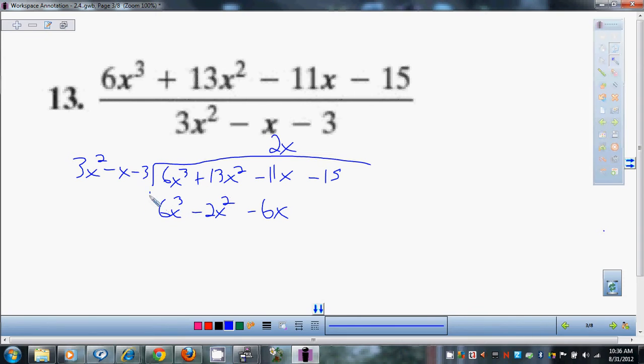Third step. Put it in parentheses and subtract. If you did it right, what should your first one always go to? 6x cubed minus 6x cubed? Yay. 13x squared minus a negative 2x squared makes it plus, so this is 15x squared. Negative 11x plus 6x, it's negative 11 plus 6, so it'll be negative 5. I'll stop there and let everybody get caught up.